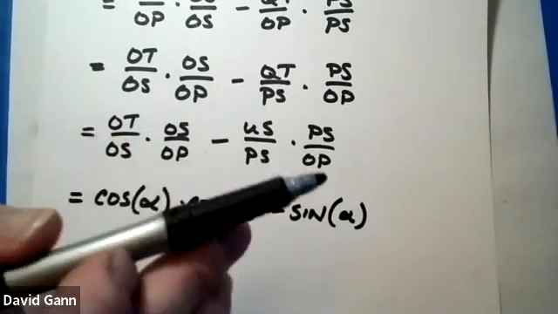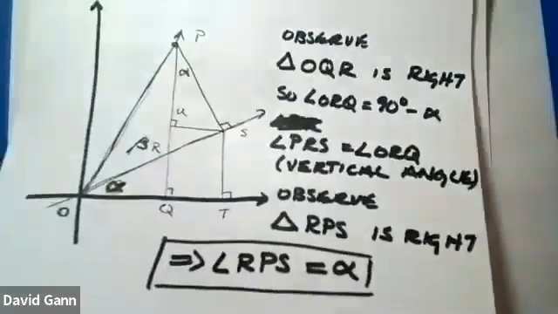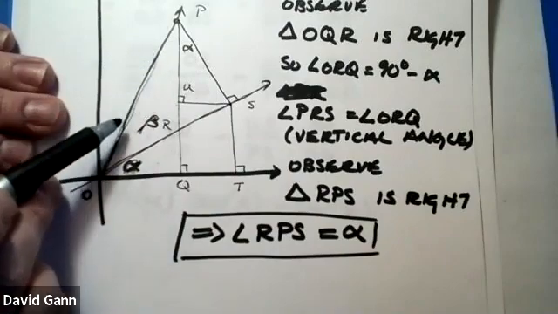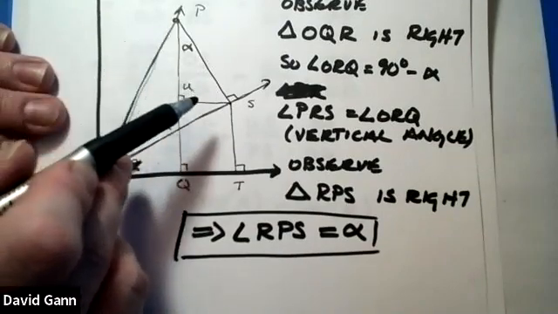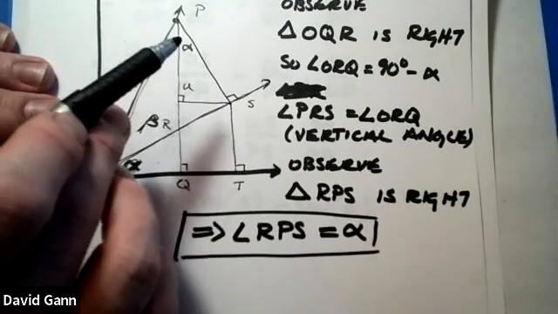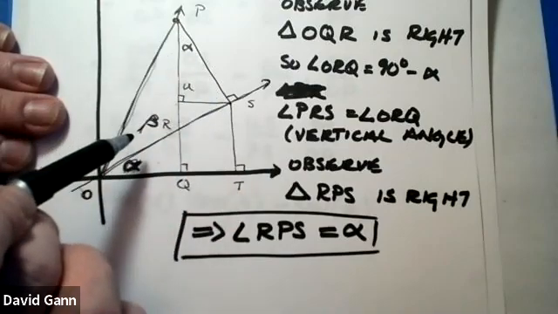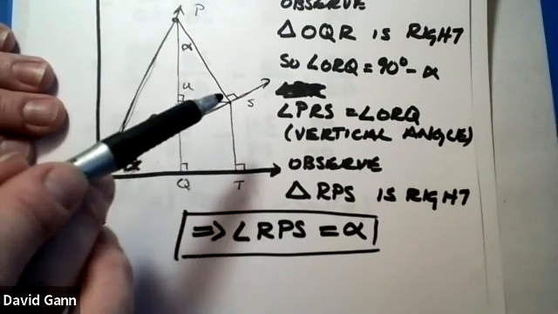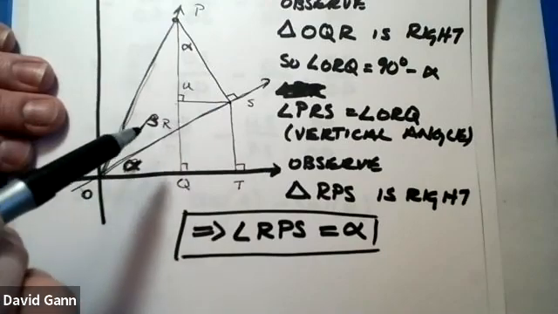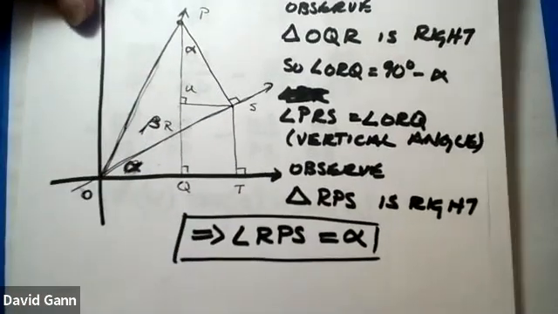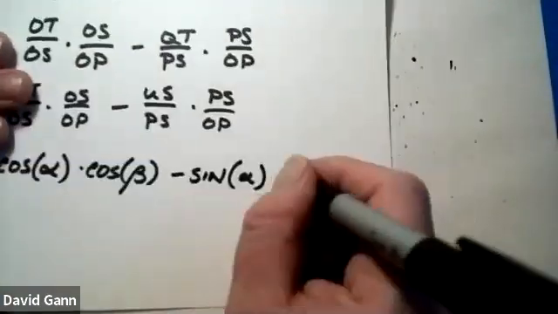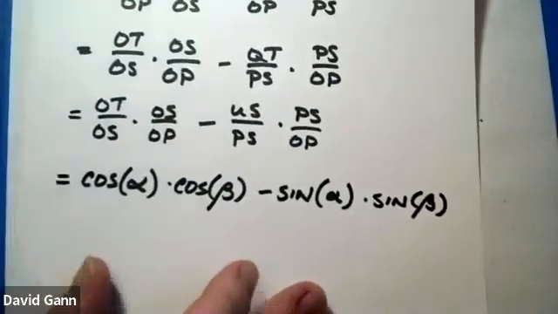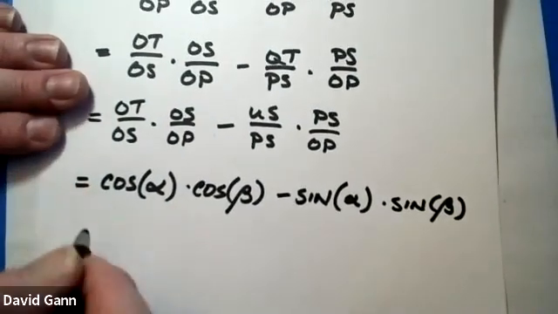Finally, let's look at PS over OP. So let's find it on the diagram. Here's PS and OP. Notice again, here's this right triangle. PS is the side opposite beta, and OP is the hypotenuse. So we have opposite over hypotenuse, angle beta. This is sine of beta. Okay, so there's box it, bullet it, whatever.